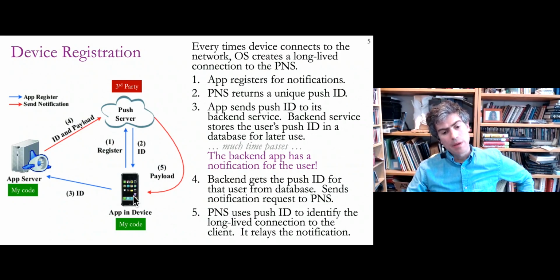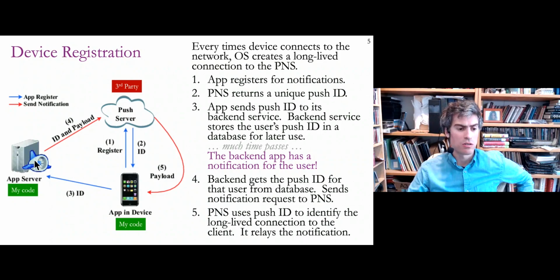When the smartphone app gets that ID, it has to do something with it. In the end, what's actually going to need that ID is the backend server. So the app has to be coded by the developer to return that ID to its backend, and the backend has to store it in a database so that later on, after much time passes, let's say some other user in the system has sent a message to you. Now, your backend wants to notify this user that you have a new message. This phone is off. It could have a dead battery.